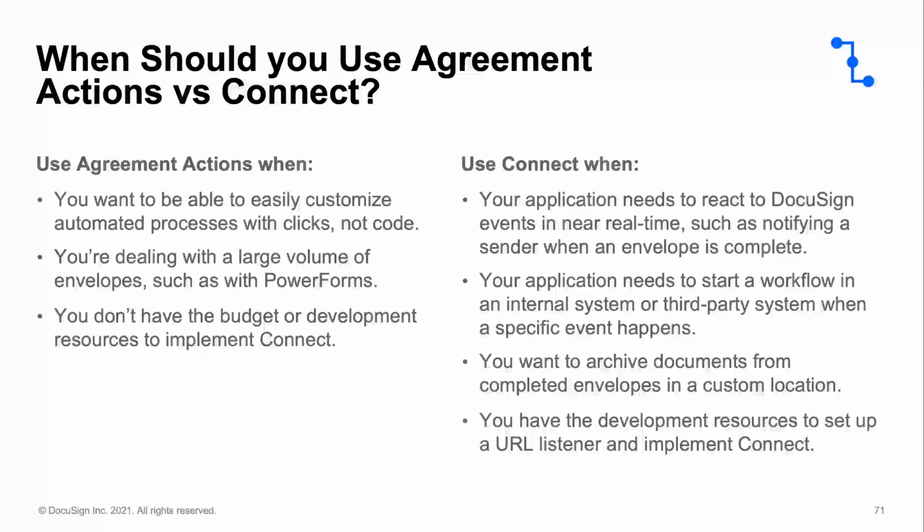You can use Connect in a situation where your application needs to react to DocuSign events in real time. For example, notifying someone when an envelope is complete. It's also helpful if you need to start a workflow within an internal system or a third-party system when a specific event happens. You might want to archive documents from a completed envelope to a custom location. Or if you have a development resource that can help you set up a custom listener. So if you have someone on your team that can really get into the API details and set that up, that would be helpful for Connect.